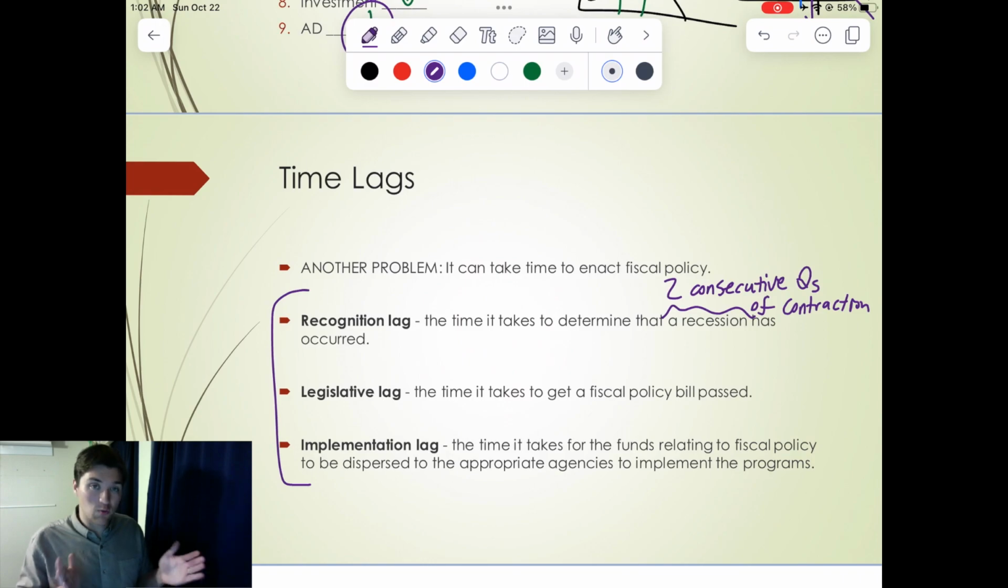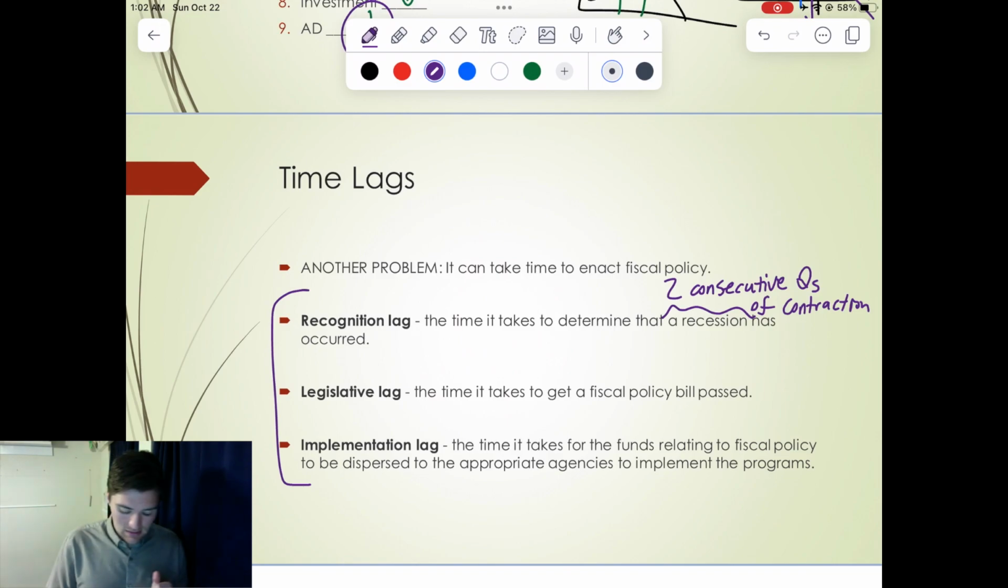So there is that recognition lag, and most of the time it takes time to even get the data together to say we're having a contraction. So basically what could happen is we could have a contraction and then expansion, and then we realize, oh, there was a contraction last month, right? And so, it's going to take time to even recognize if we have a recession or not.